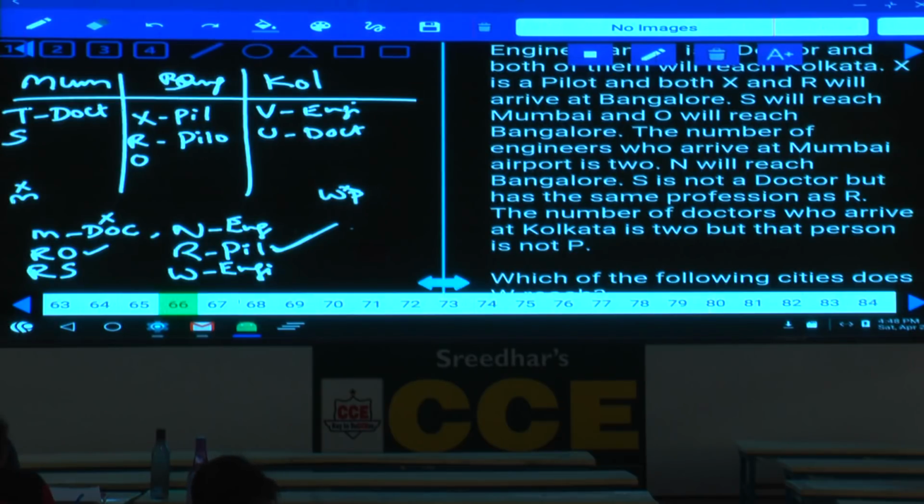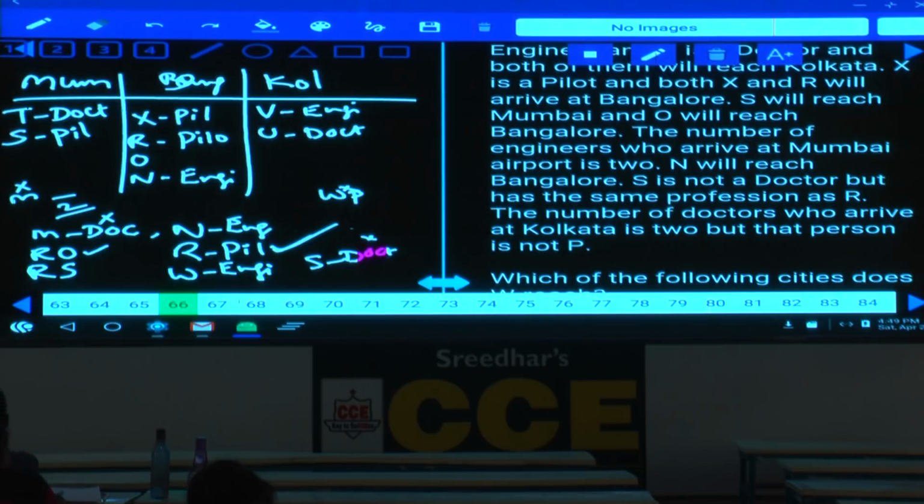How many engineers? There are 2 engineers arriving at Mumbai airport, and N will reach Bangalore. N is the other person who is reaching Bangalore, and N is an engineer, isn't it? N is in Bangalore, and S is not a doctor. Now this S is not a doctor, and at the same time has the same profession as R. Having the same profession as R means S is a pilot. Now S is a pilot.